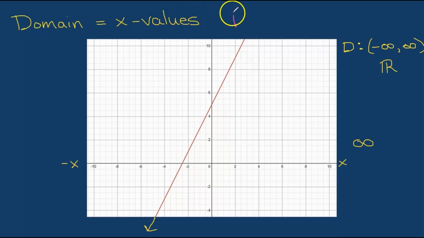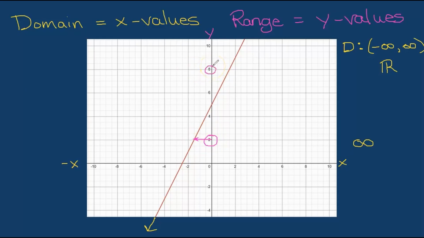Range are all of the y values that will hit the graph. So that means I'm going to go to the y-axis. Maybe I have the number 2 on the y-axis. The question is, can I draw a line that will reach the graph from the number 2? And the answer is yes.